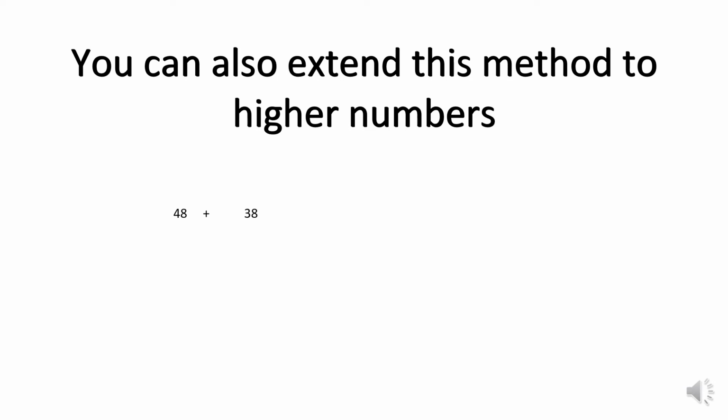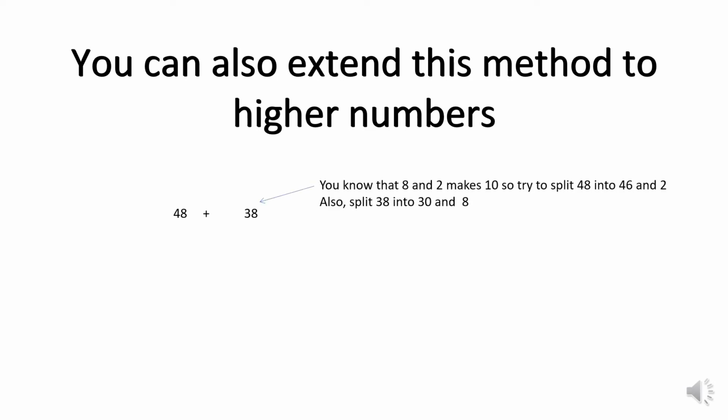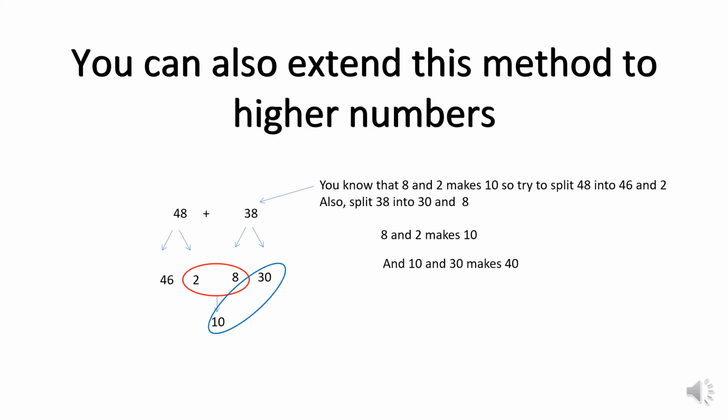So you know that 8 requires 2 to make 10. So you split the numbers into maybe 46 and 2, and 38 into 8 and 30. So 8 plus 2 is 10. And then you have 10 plus 30, that's 40. 40 plus 46, that's 86.